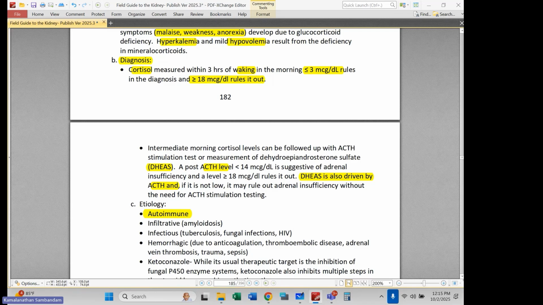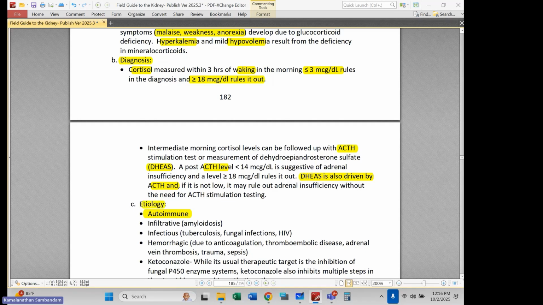Yeah. So your point is well taken that you can do stimulation tests with ACTH to evaluate for adrenal insufficiency in the setting of these intermediate values that lie between the 3 in the morning and the 18 in the morning. So we are often using that, as Naveen is alluding to. Okay. All right.